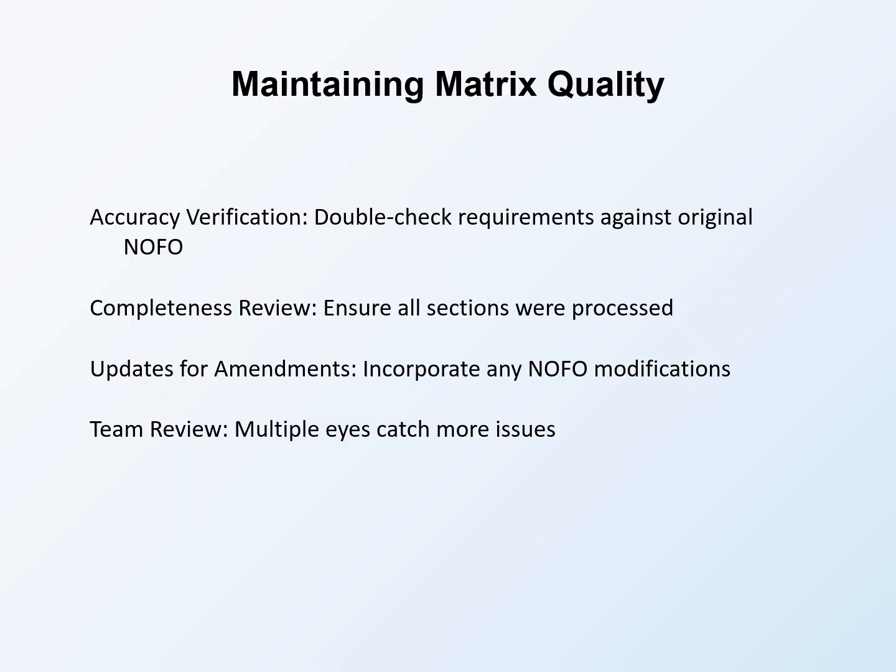Completeness review ensures all sections were processed. Review your matrix against the NOFO table of contents or structure. Are there sections with no requirements extracted? Either the section truly had no requirements or you may have missed something. Verify completeness systematically. Updates for amendments incorporate any NOFO modifications issued after initial publication.